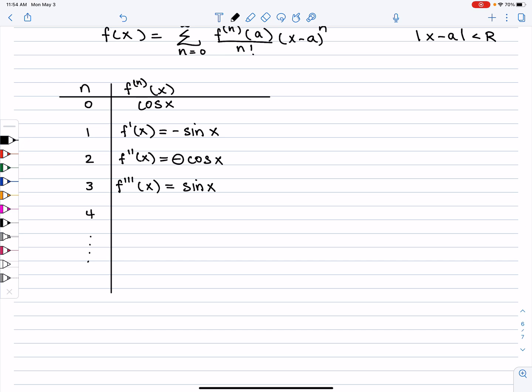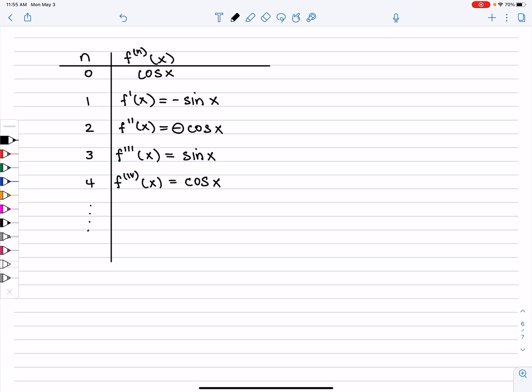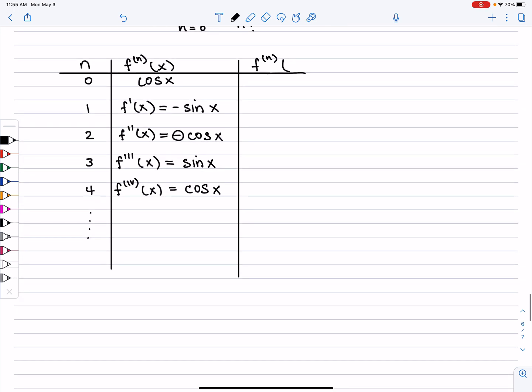And then we have our fourth derivative. The derivative of sine will be cosine of x. And then let's evaluate at a equal to pi over 2. So f prime and the second prime, so the nth derivative of f evaluated at a. And remember that a is equal to pi over 2.